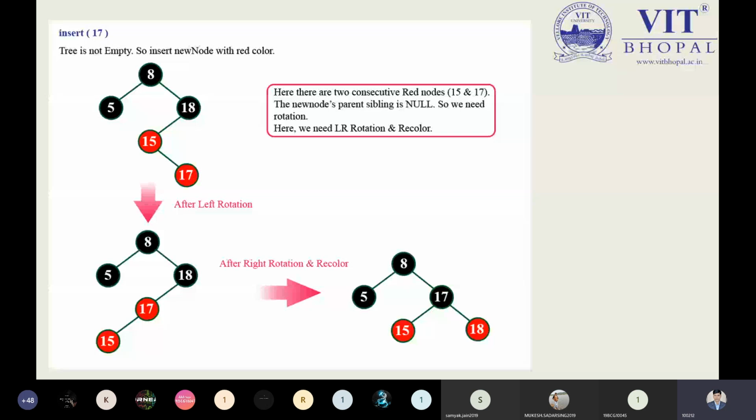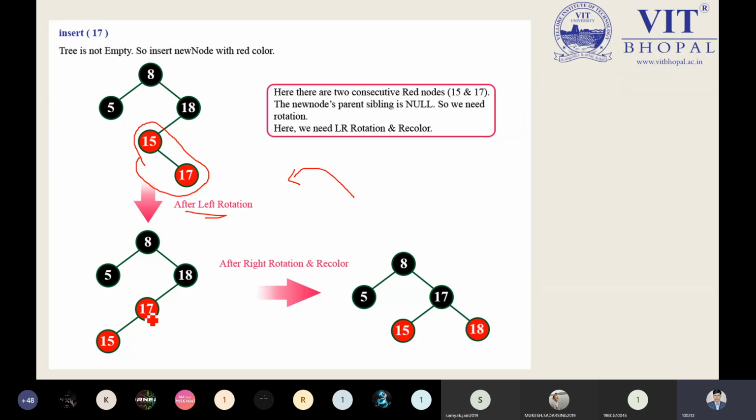So we need to do rotation. First we need to do a left rotation. Okay, first we rotate and then recolor. After 15 and 17 appear consecutively, first we need to do a left rotation. Left rotation means we move to the left side. So 17 will come over here and 15 will come over here.